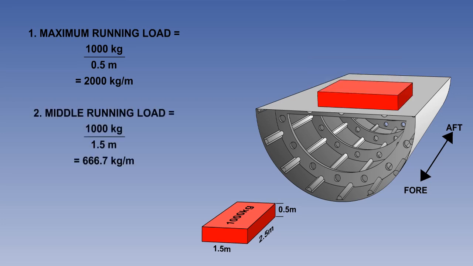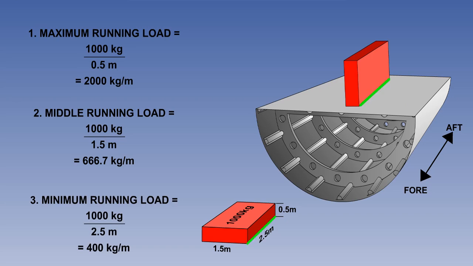To calculate middle running load, divide 1000 kilograms by the middle side, 1.5 meters, which gives a running load of 666.7 kilograms per metre. To calculate minimum running load, divide 1,000 kilograms by the longest side, 2.5 metres, which gives a running load of 400 kilograms per metre.